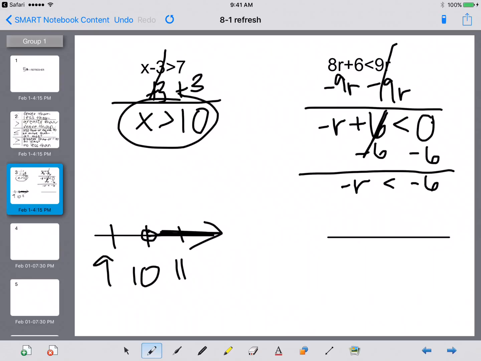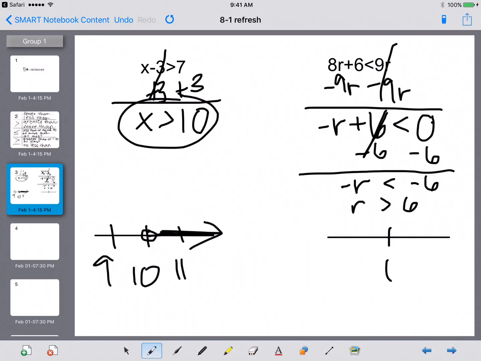So what we do is we flip the symbols. And when you flip the symbols, you flip every single symbol in the problem. So negative r will become r. Our less than sign will turn into a greater than sign because it is flipping. And our negative 6 will turn into positive 6. So there we have r is greater than 6.